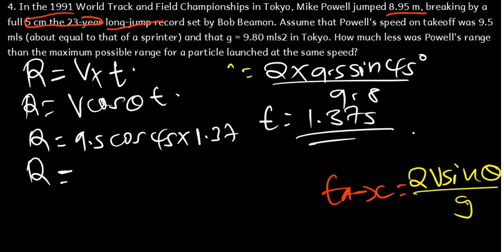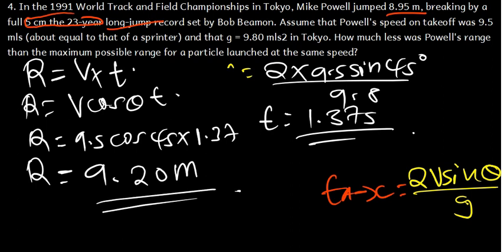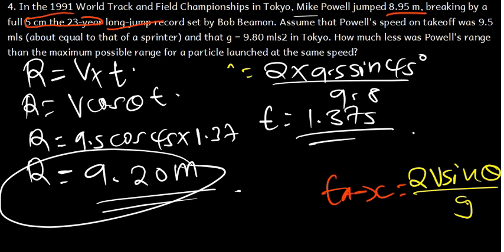We're going to say 9.5 cos 45, then the answer I find times 1.37. So I'm getting my answer to be 9.20 meters. So this would have been the maximum range. In short, this would have been the maximum range if Mikhail would have reached the maximum angle. Okay, so this would have been our maximum range.